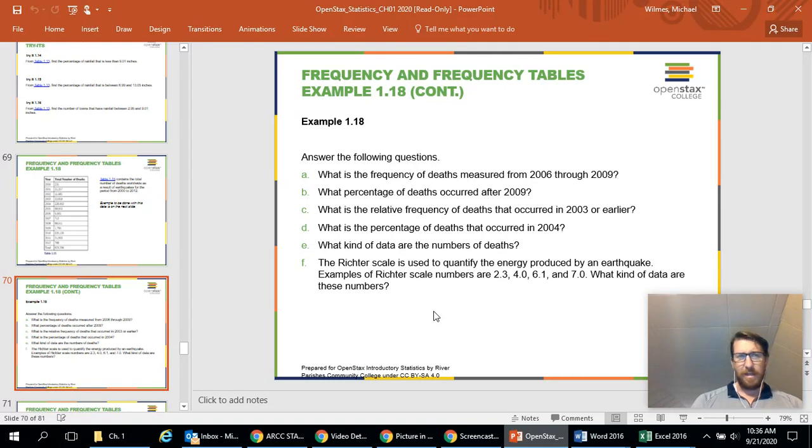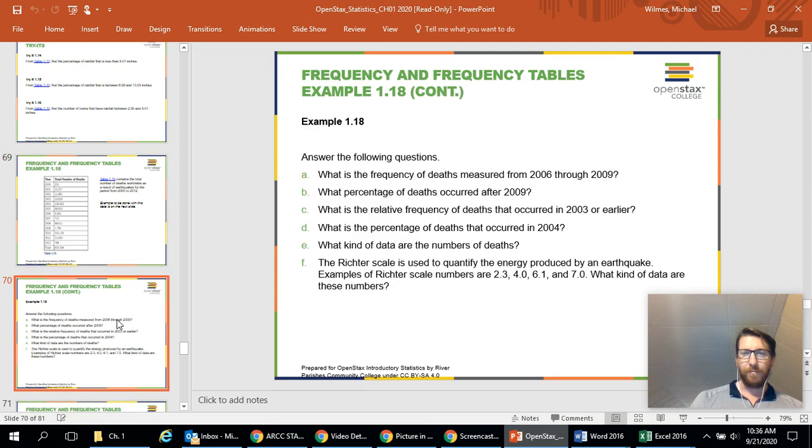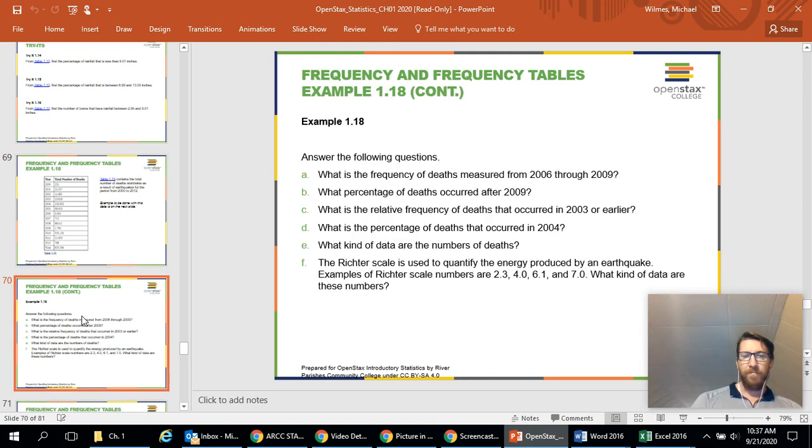We could go ahead and bring that into an Excel, or we could just try to answer the question. So frequency of deaths measured 2006 to 2009. So boom, we just add up 2006 to 2009. Percentage of deaths occurring after 2009. So that's everything after 2009 divided by the total. So we take all those 3 divided by the total. That's our decimal. Then we multiply that by 100 to turn it into a percent.